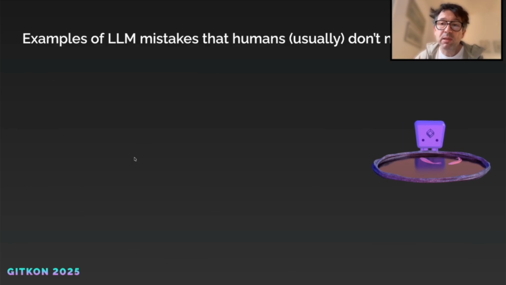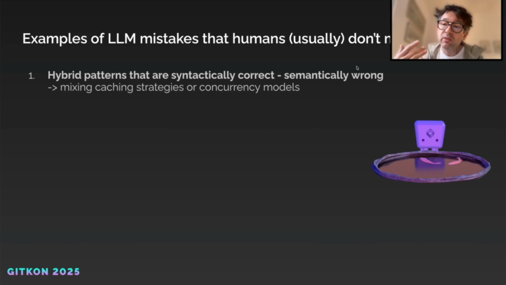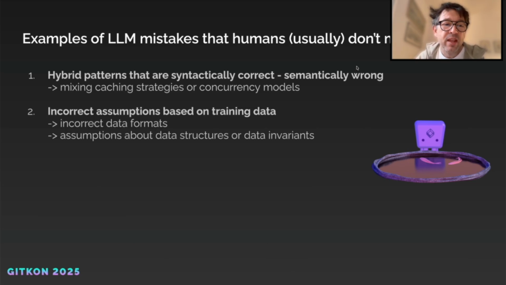More interesting, maybe, is to look at some mistakes that LLMs can make that humans usually don't make. One is around mixing patterns. For example, if you ask an AI to generate a caching strategy or concurrency model, it might have been trained on different caching strategies and might mix those up because it doesn't really know what belongs to what strategy. A human would usually not do that. They'll stick to one strategy, but they might get it wrong.